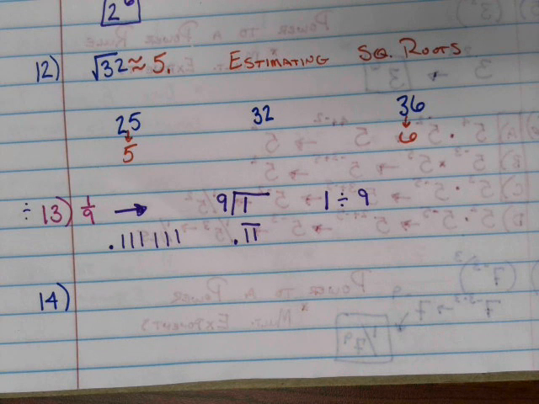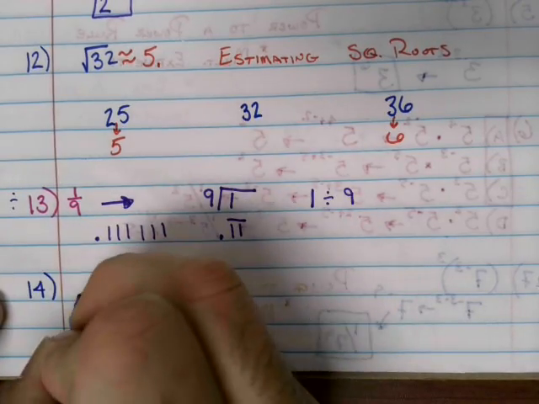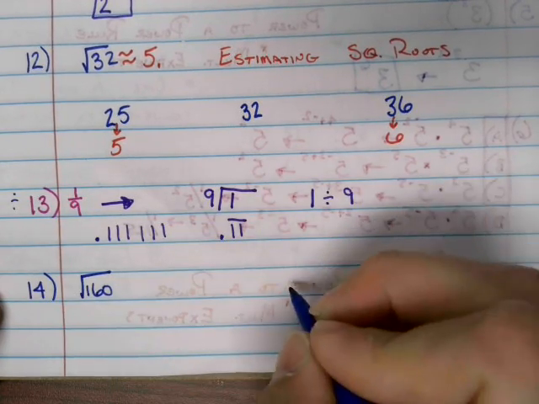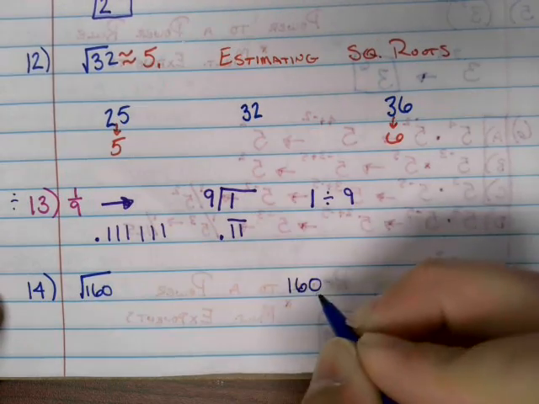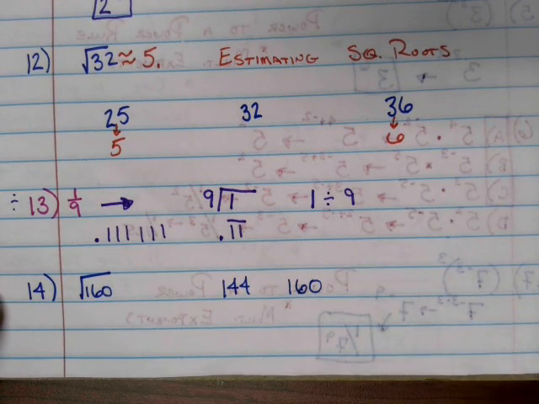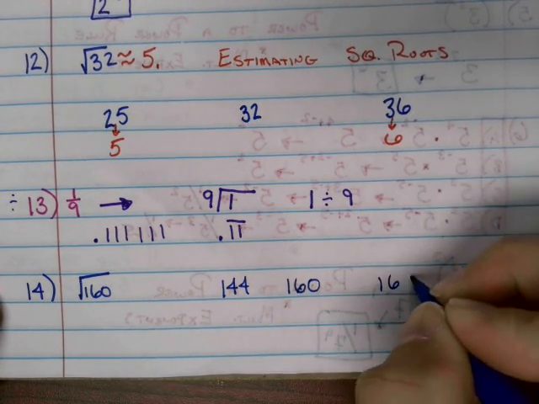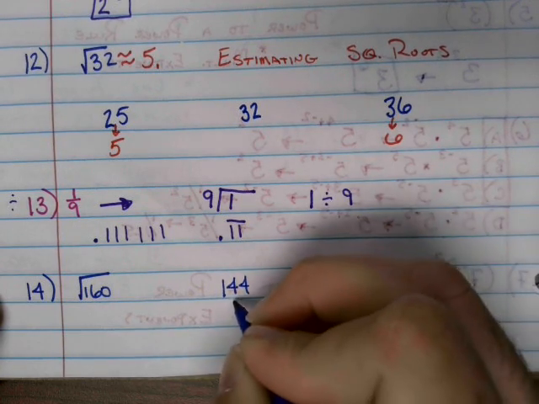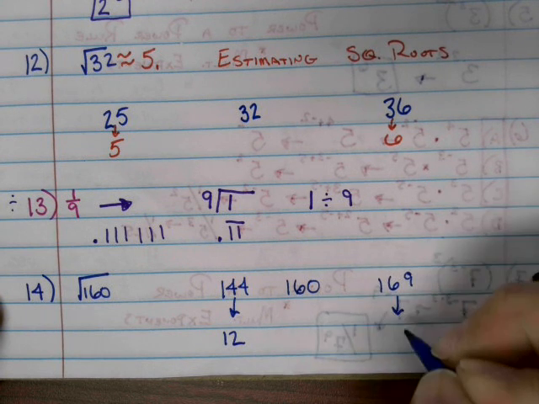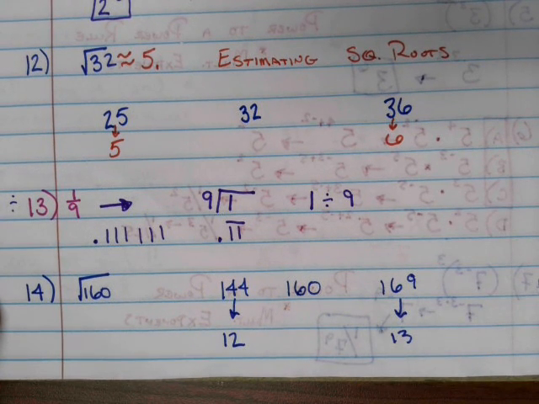Some of you are going to go in depth and try to really work this out, but you don't have to. Okay, so the square root of 160, if I think about my perfect squares that I'm going to put this in between, I know that one less is 144 because 12 times 12 is 144, and then 169 because 13 times 13 is 169. So the square root of 144 is 12. Square root of 169 is 13.